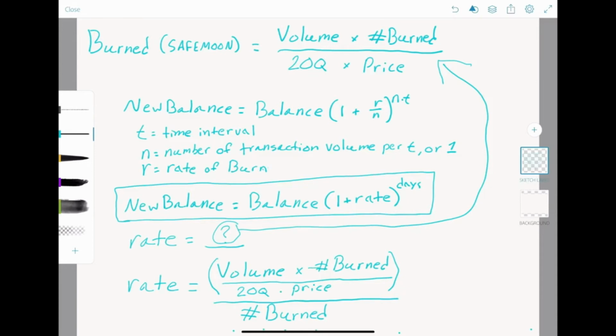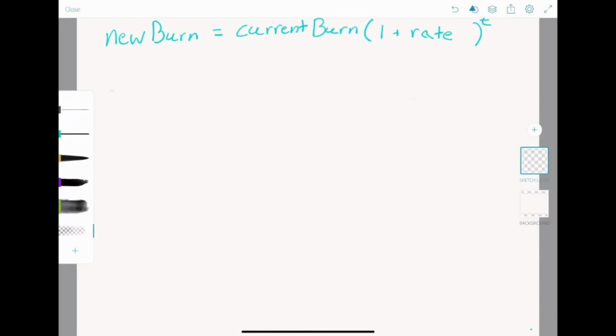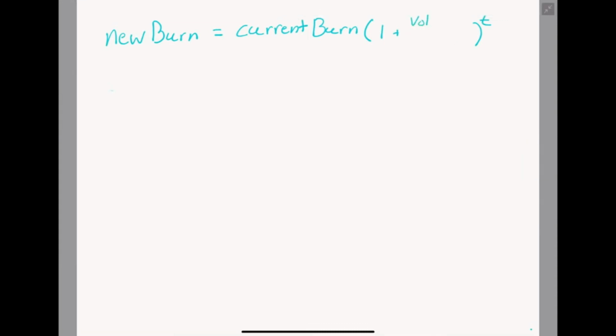Well, what happens here? The number of tokens in the burn wallet cancels out, leaving us with a rate that only relies on volume and price. Now we see that rate is equal to volume divided by 20 quadrillion multiplied by price. Let's substitute this back into our compound interest equation to see that the new burn is equal to the current burn times (1 plus volume divided by (20 quadrillion times price)), all of that raised to the number of days that we will be evaluating this equation for.